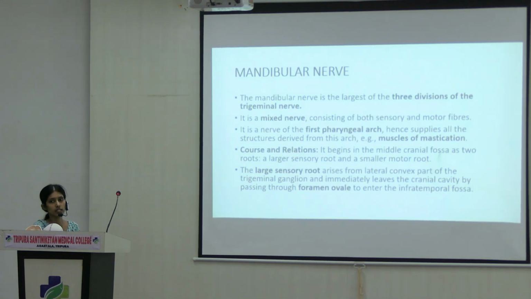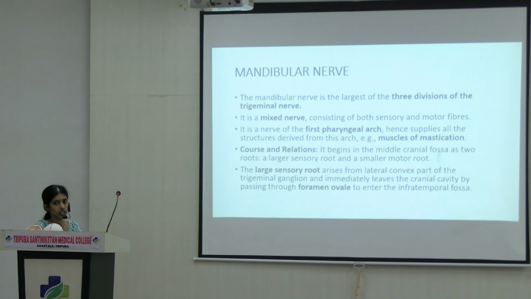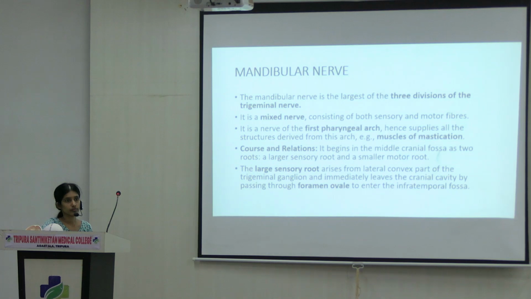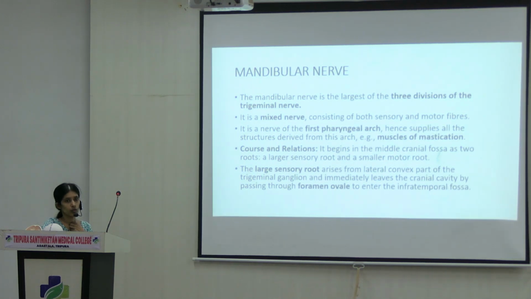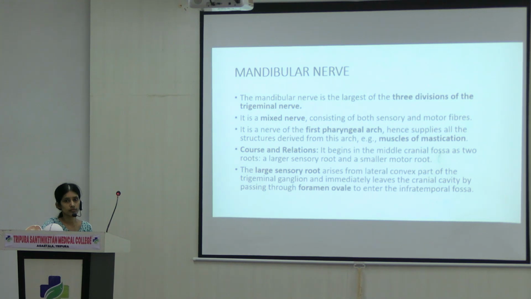The last part is mandibular nerve. The mandibular nerve is the largest nerve of the 3 divisions of the trigeminal nerve. So, what are the divisions of trigeminal nerve? What are the divisions of trigeminal nerve? This is a general anatomy topic.